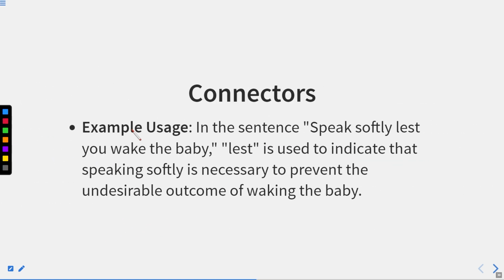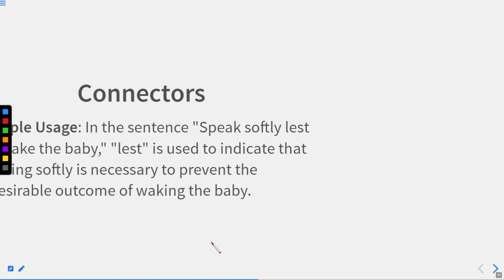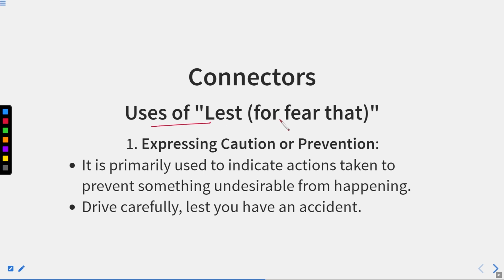It introduces a clause that explains the actions taken or conditions set to prevent a negative or undesired outcome. Example usage: in the sentence, "Speak softly lest you wake the baby," it means there is a fear that if we don't speak softly, the baby will wake up. So this is a fear of the people who are talking over there, that they don't want the baby to wake up, so they are speaking softly. Lest is used to indicate that speaking softly is necessary to prevent the undesirable outcome. And what is the undesirable outcome? That is the waking up of the baby.